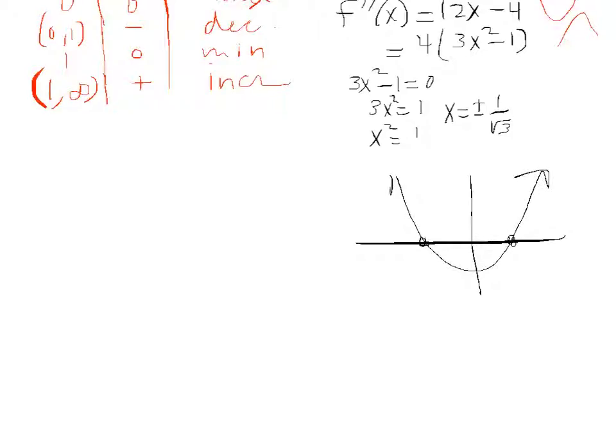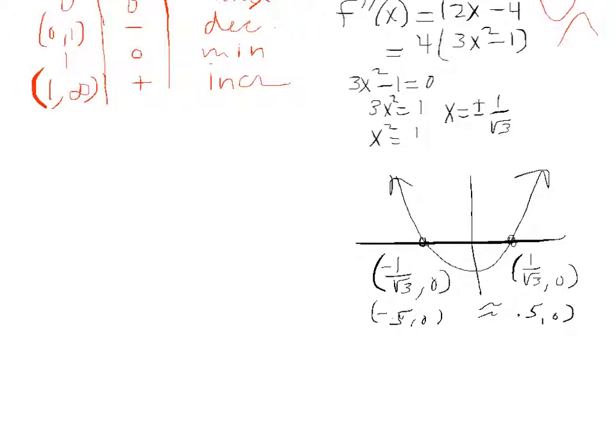Looks like that. And these points are positive 1 over root 3, 0, and negative 1 over root 3, 0. Those are a little bit more than a half, both those numbers, so approximately 0.5-ish, 0, and negative 0.5-ish, 0. Okay, so now we're going to continue with this chart thing again, except now we're going to do it for the concavity.